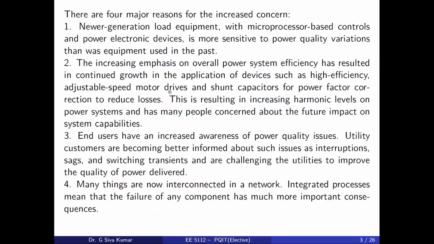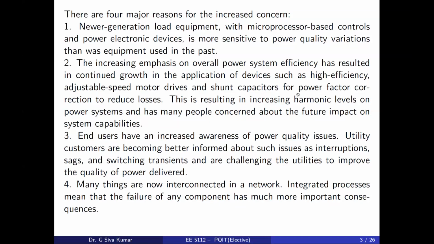When you have adjustable speed motor drives, there will be harmonic current, and it will result in a reduction of the overall power system efficiency. Overall power system efficiency. This is one of the serious problems with respect to adjustable speed drives. It is also one of the serious problems for the utilities.